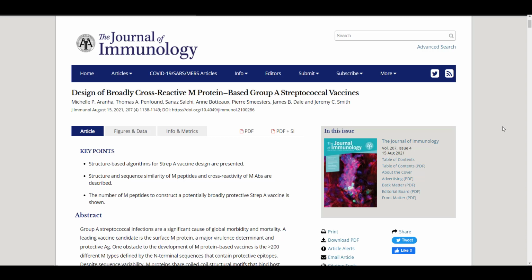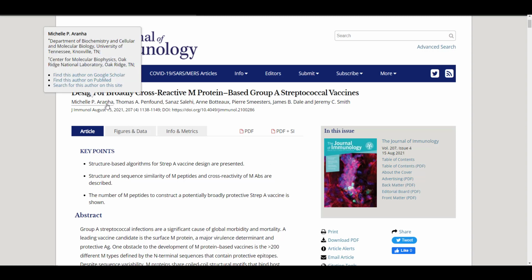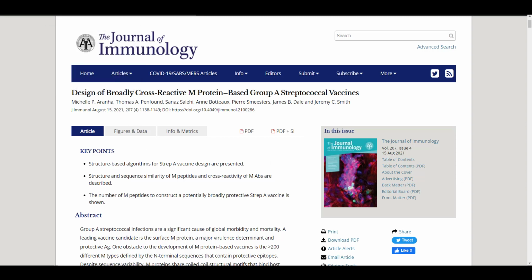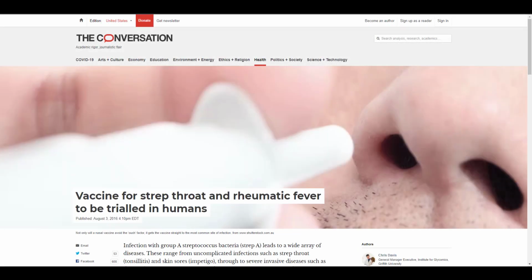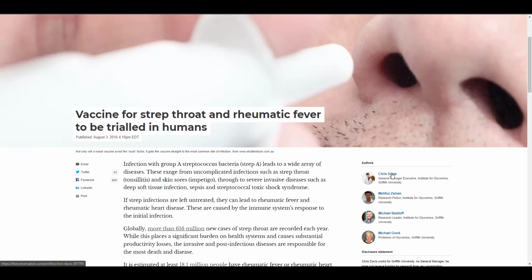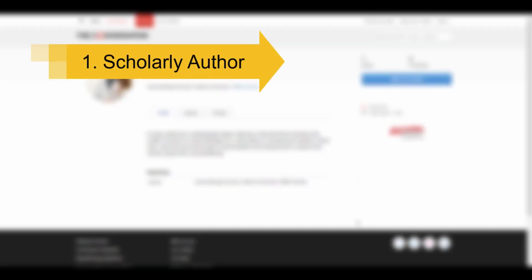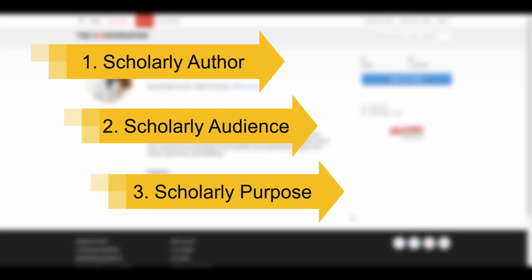To determine if a source is scholarly, you have to consider its author, audience, and purpose. It's fairly easy to verify an author is a real person and a subject expert with a quick web search. However, popular sources can be written by anyone, including expert researchers, so authorship alone does not make a source scholarly. To be scholarly, a source needs to be written for a scholarly audience and purpose.